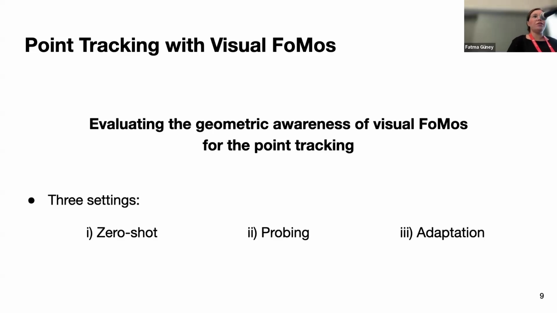We considered 3 settings. First, zero-shot. We used the foundation model frozen, directly. In the ideal case, if a model can extract similar features for the projected pixels of the same 3D point, then it's a great sign, right? And then what if we allow ourselves to modify it a little bit via probing, right? We can train low-capacity layers on top of the foundation model.